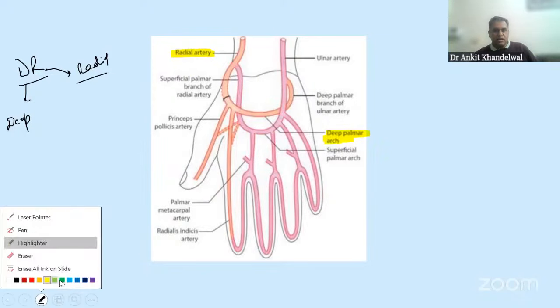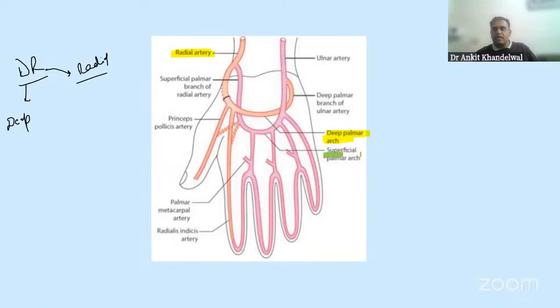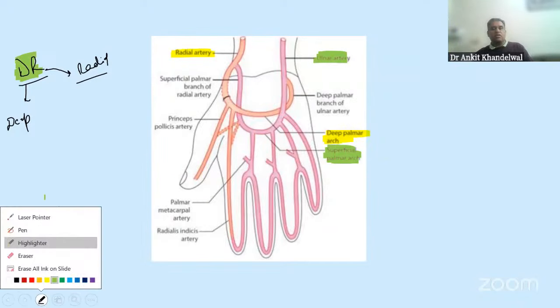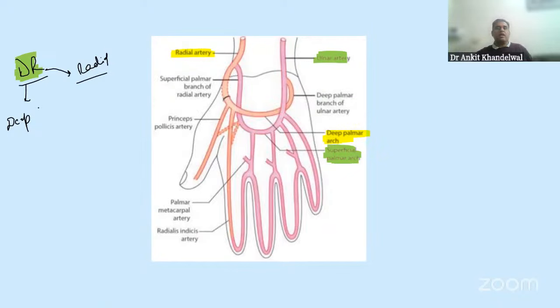Let me now change the color. That is how you can use the technology. Look at the superficial palmar arch and look at the ulnar artery, how it is contributing. It is not that the deep palmar arch is totally supplied by the radial artery. No. It means that the main contributor to the deep palmar arch is the radial artery, though both the arches get completed by both the arteries.